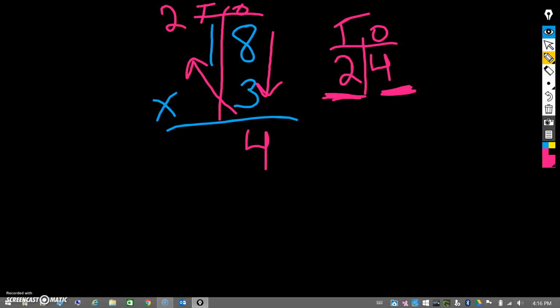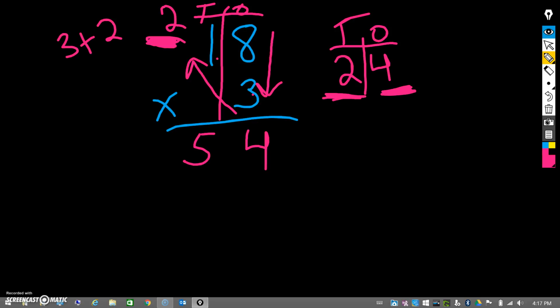And now here's the tricky part. We've got to remember this. And it's just like addition with regrouping. We just add that in afterwards. 3 times 1 is 3. Plus 2, so we've got 3 plus 2 is 5. And that 5 is what goes in our 10s place here. Okay?